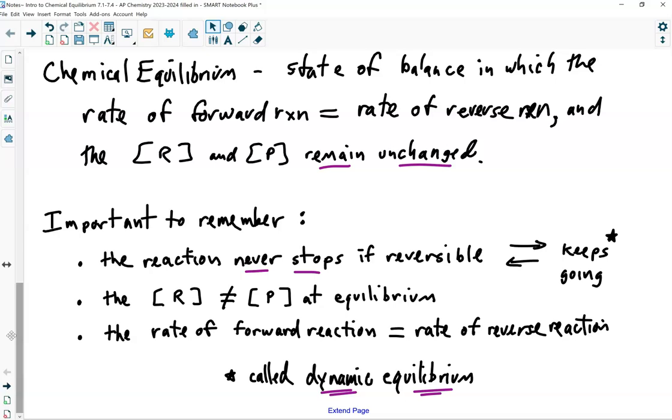And again, you can do something to stop the reaction, but until you do, it's just going to keep going, because the reactant is not going to run out. And the product's not going to run out.